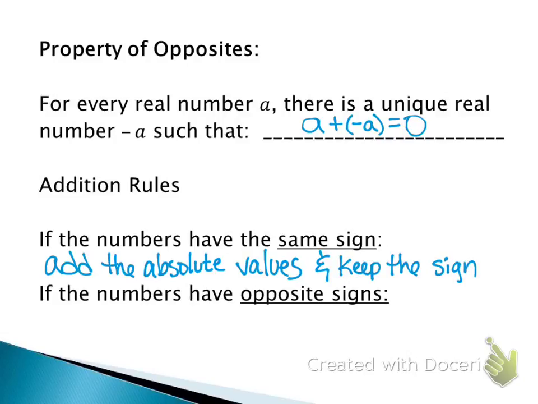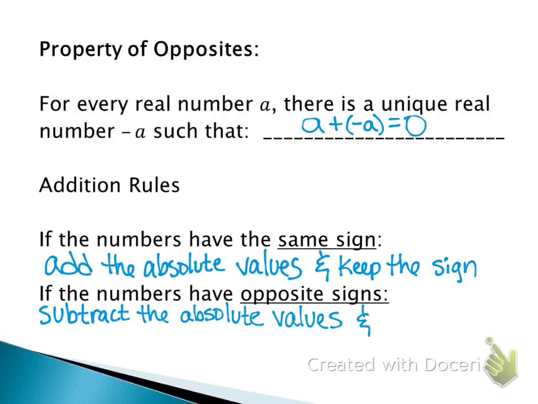If the numbers have opposite signs, that's when the rule gets a little weirder. We're going to subtract the absolute values. And keep the sign of the number with the larger absolute value.